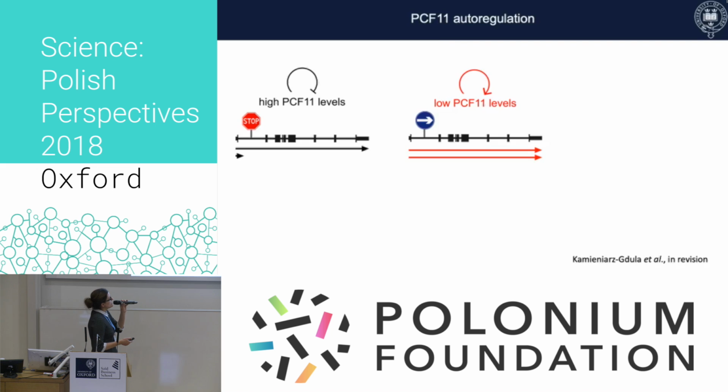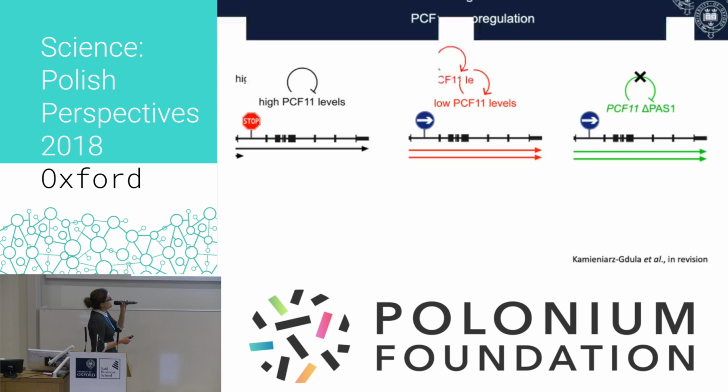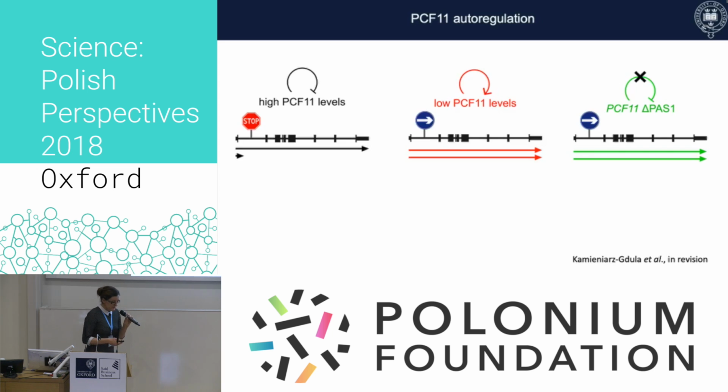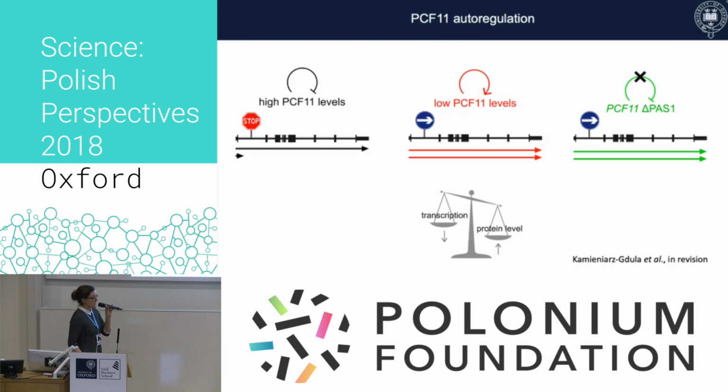And I could also show that when I delete the genetic element that is important for this premature termination, I get more transcription through the gene and a higher level of this factor. So what is going on is that this factor is able to auto-regulate its own levels. And this regulation ensures that the cell has stable levels of PCF11, and those levels are actually relatively low.